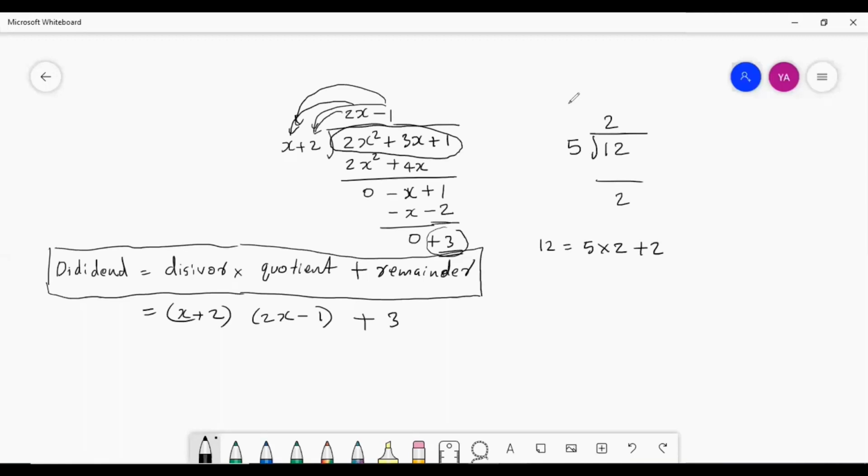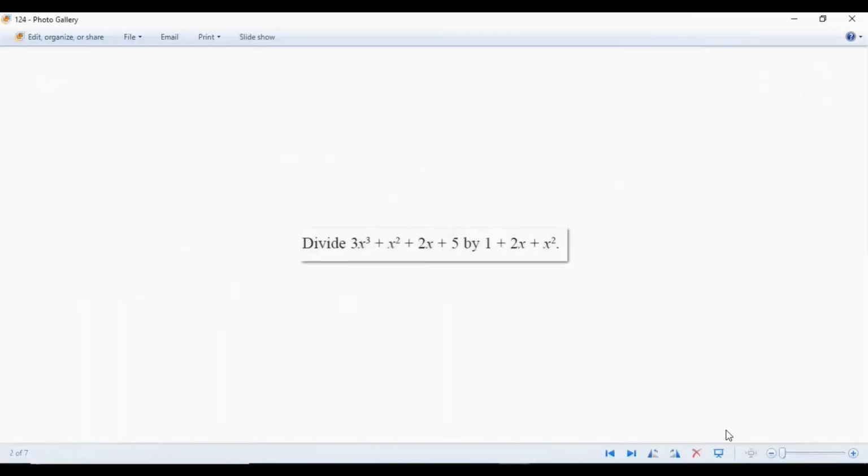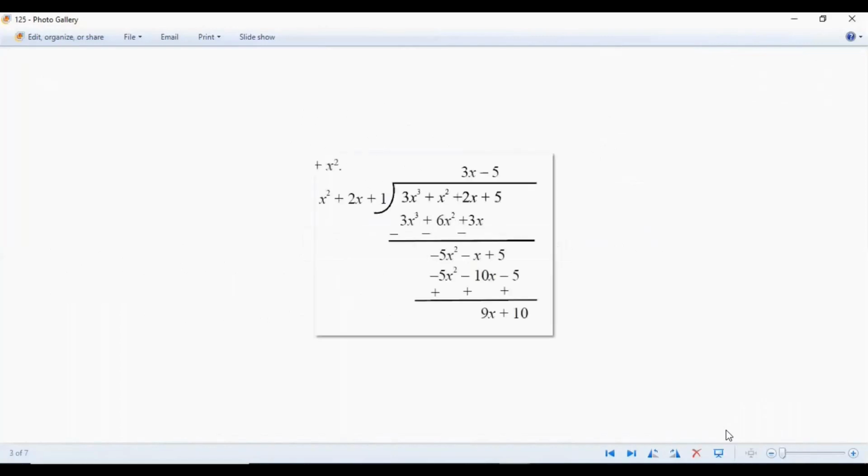Okay, come back, one more question. Divide 3x cubed plus x square plus 2x plus 5. I don't have to write now, so I shall show the answer and explain from the picture. Here we want to divide 3x cubed plus x square plus 2x plus 5 by x square plus 2x plus 1. A third degree polynomial dividing by a second degree polynomial. So you can follow the same steps, same way.